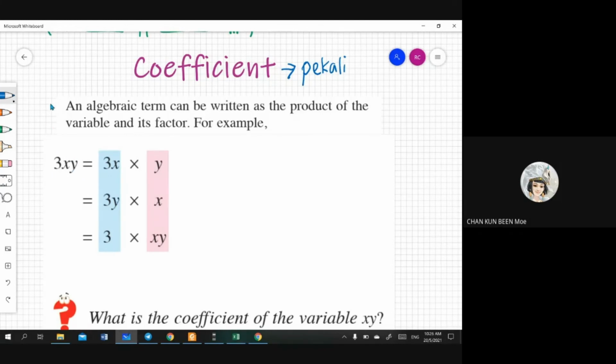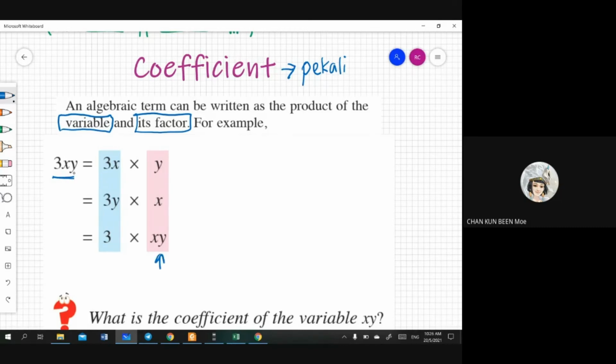Okay, let us look at the term 3xy. So you look at the given explanation over here. An algebraic term can be written as the product of the variable and its factor. Okay, so for example, we have 3xy. 3xy can be written as 3x times y. It also can be written as 3y multiplied by the x. And it also can be written as 3 times xy.